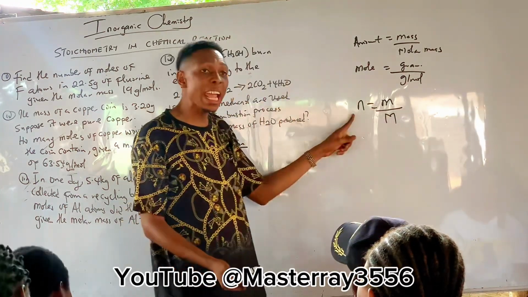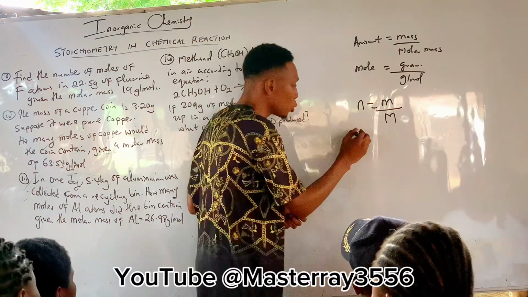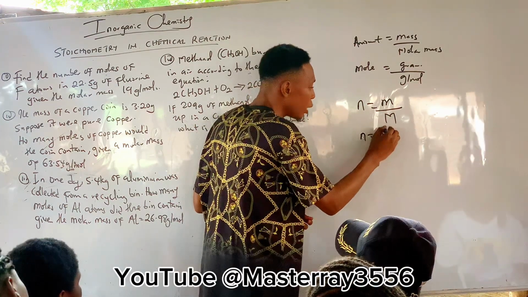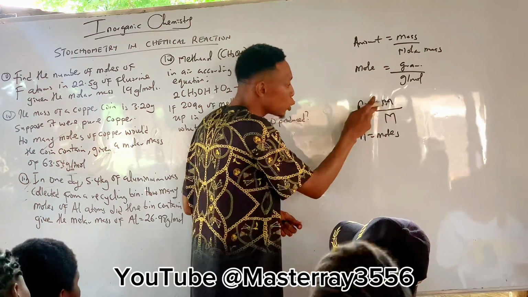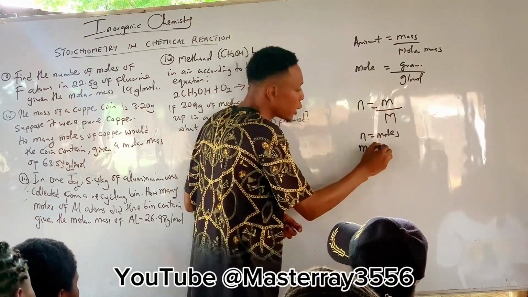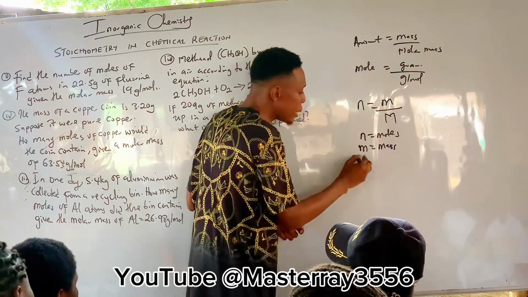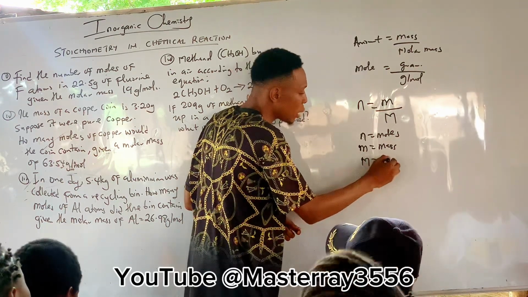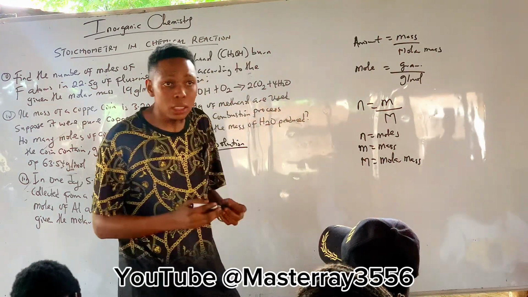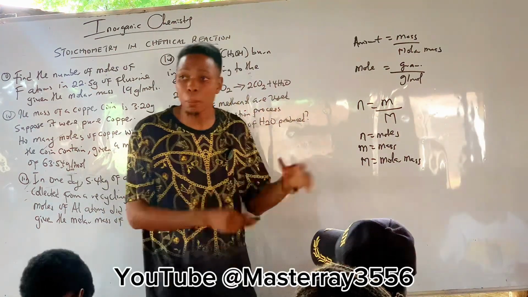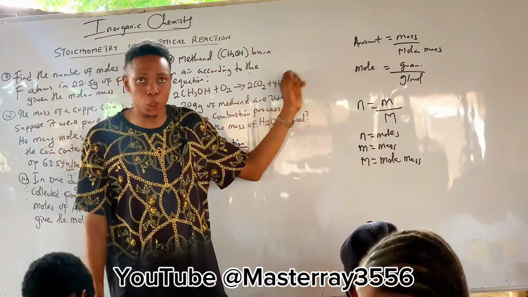That is, n equals m over M. So your small n represents the amount, which is the number of moles. Your small m represents the mass, while big M represents the molar mass. Are you following? So this is under the mass to mole relationship.